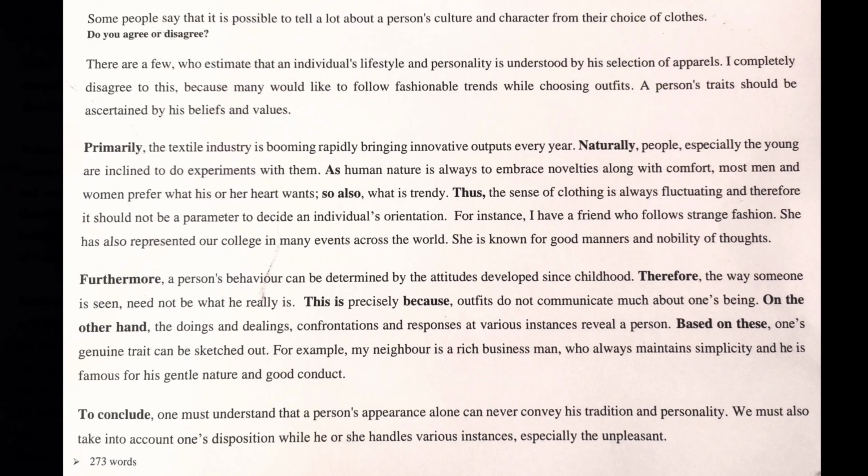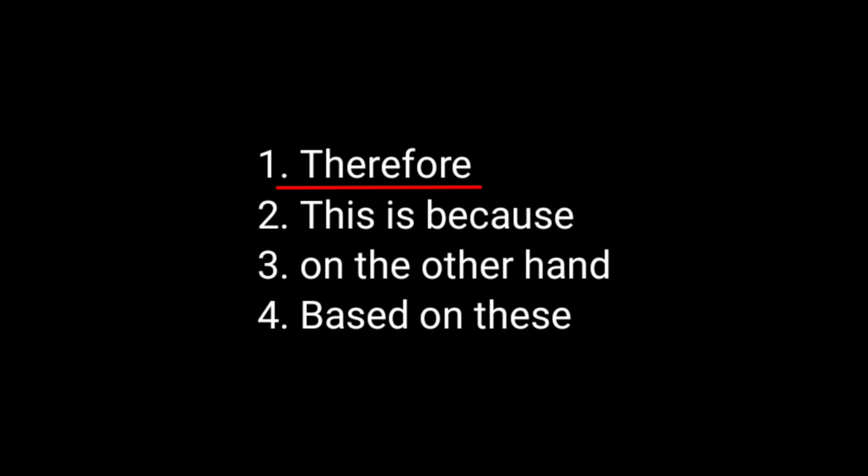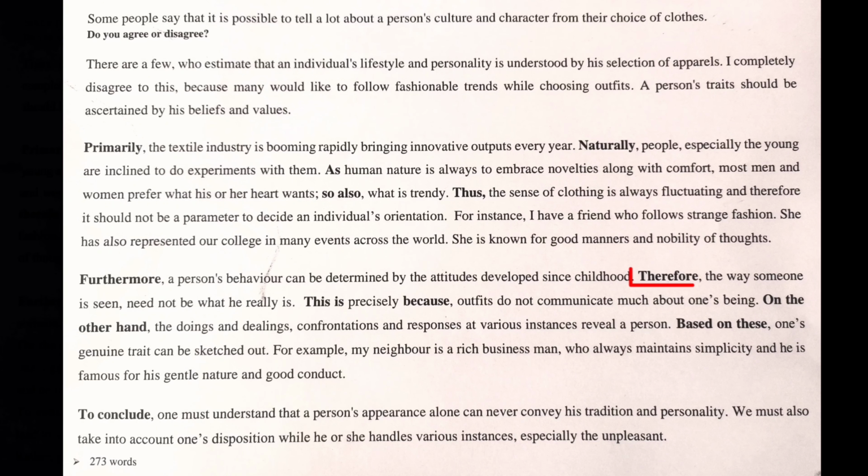Now I have elaborated my points with supportive arguments, and I did with the help of linking words and phrases. These are the linking words and phrases which I used. Therefore, this is because, on the other hand, and finally based on these. After writing the linking word therefore, I have written like this. The way someone is seen may not be what he really is. Now I have to use the linking phrase, this is because. So this is to give an explanation, a reason. Okay, and this is what I wrote.